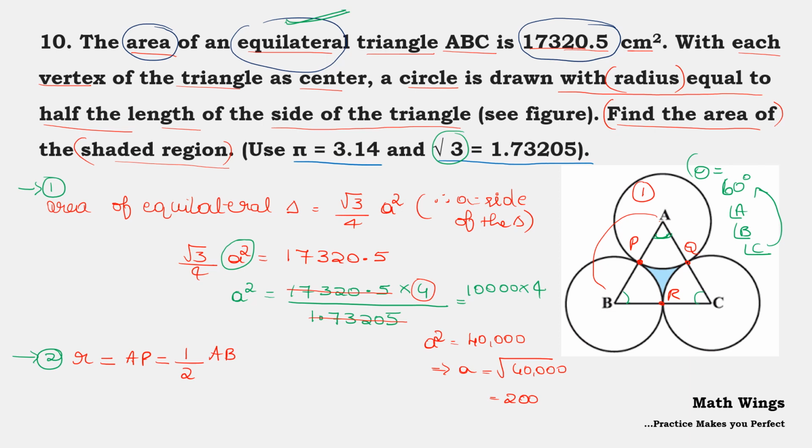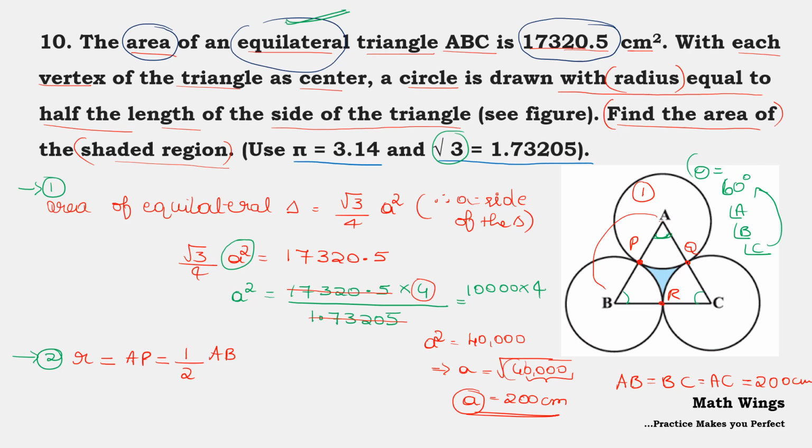So if you observe, we have 4 zeros in the rightmost corner of the number. Therefore, it indicates that it's a perfect square number. Also, we have 4 here. What's the square root of 4? It is 2. So, the answer is A is equal to 200 centimeter. Therefore, the side of the triangle, which is equal to A, is 200 centimeter. So we can write AB is equal to BC is equal to AC, because it is an equilateral triangle, that is equal to 200 centimeter.